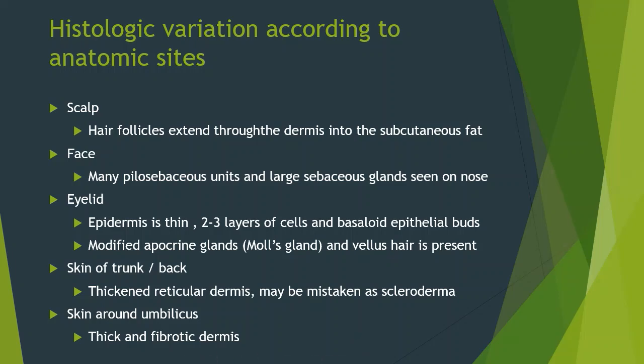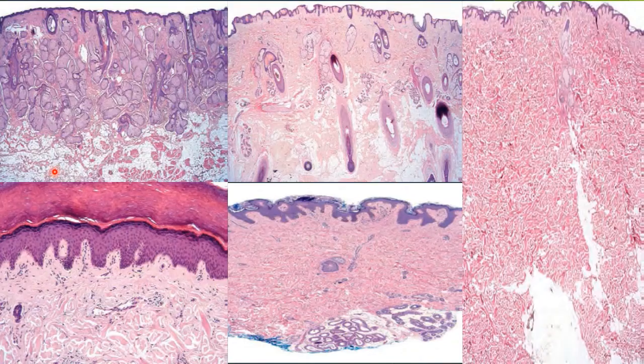If you see the picture, this is the skin of the nose, and you can see that there are plenty of sebaceous glands with hair follicles, and it may resemble a sebaceous gland neoplasm. And in the skin of scalp, there are plenty of hair follicles, and these hair follicles can be deep rooted, that is, they may extend up to the subcutaneous fat plane. And in the skin from the back, we can see that there is a more thickened reticular dermis. And this might be mistaken as scleroderma or some connective tissue disorder.